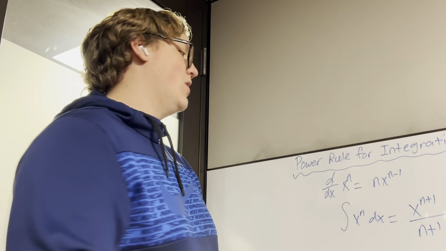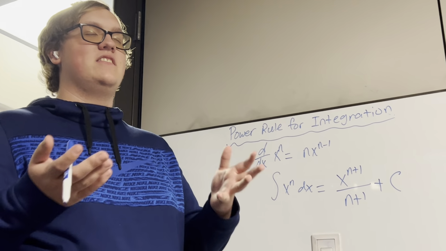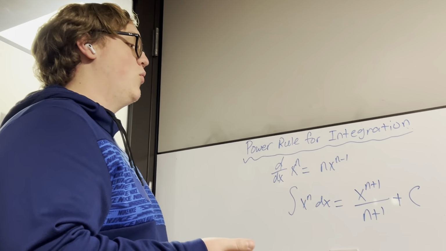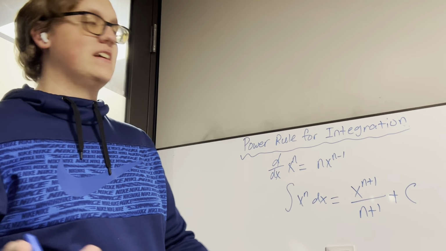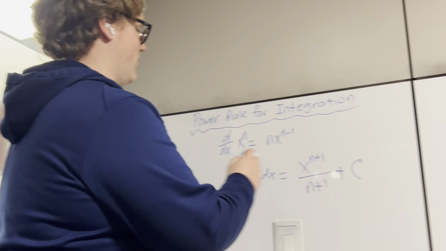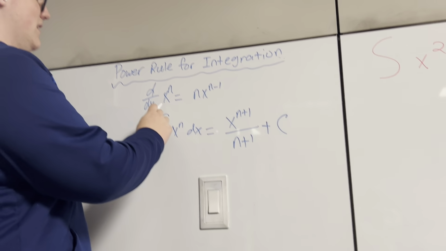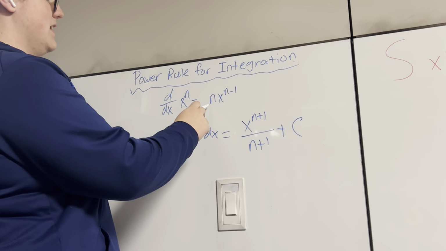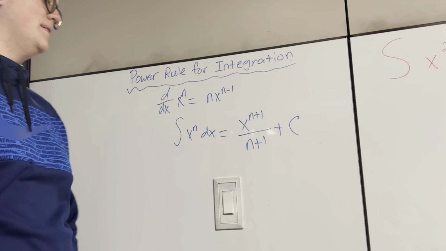Today, we're going to be going over the power rule for integration. We're going to start off this series on integration with the power rule because it's the most basic. Now remember, when you take a derivative, the power rule looks like this. The derivative of x to the n equals n times x to the n minus 1.